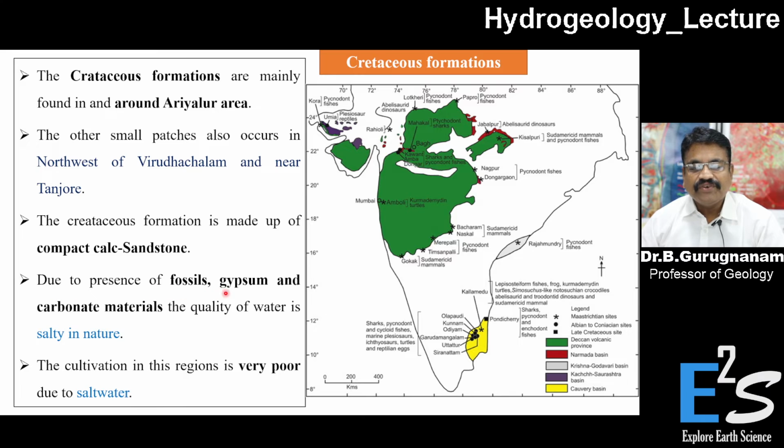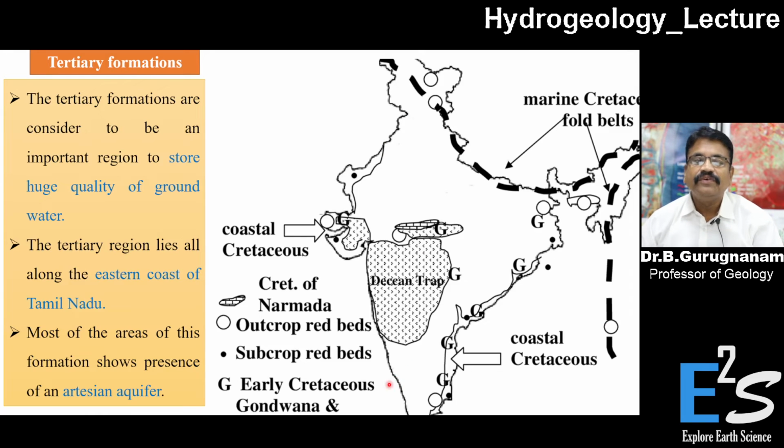Due to the presence of fossils, gypsum and carbonate material, the quality of water is salty in nature. Yes, it is true. Ariyalur may be named the cement city because it is a sedimentary limestone formation that has higher calcium content. It has more power of reaction with the water also, so the calcium carbonate enriches the water and the water becomes salty in this area. The cultivation in this region is very poor due to salt water. So that is the status of Cretaceous formation in terms of distribution.